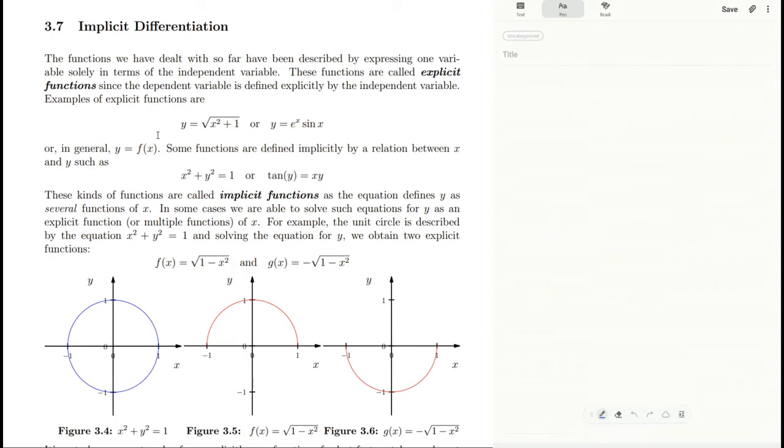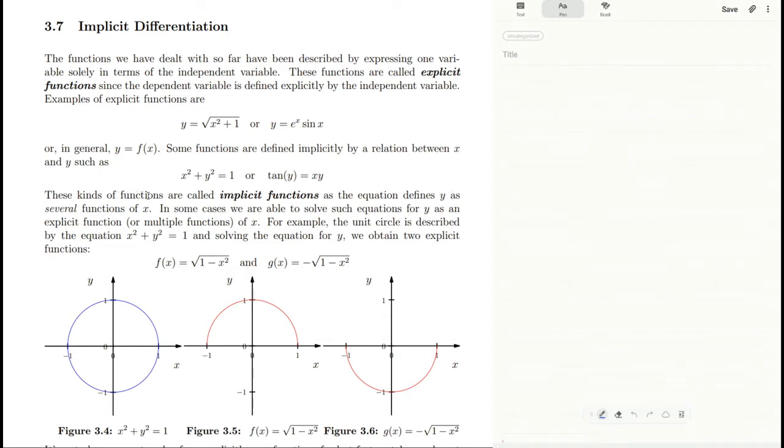Now sometimes functions can be defined implicitly by a relation between x and y. For example, we have x squared plus y squared equals 1, or the tangent of y is equal to x times y. And so these are examples of implicit functions, as the equation defines y as several functions of x.